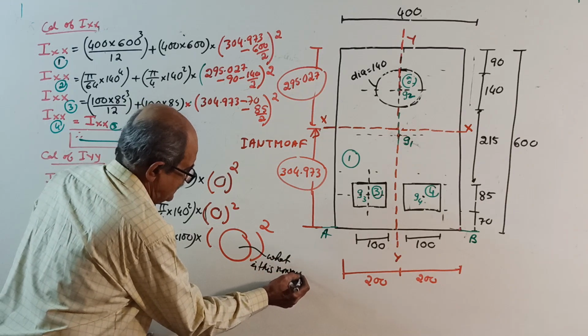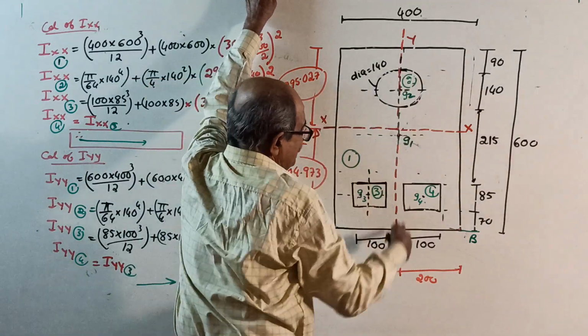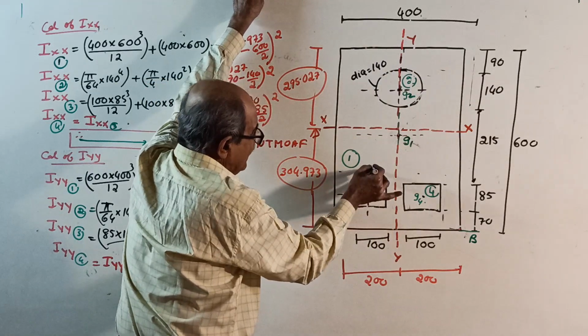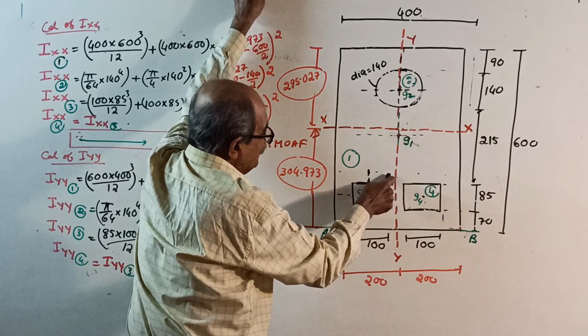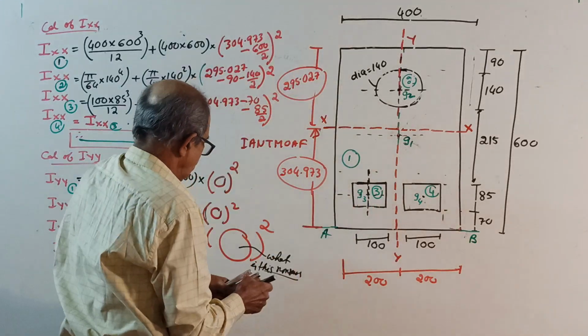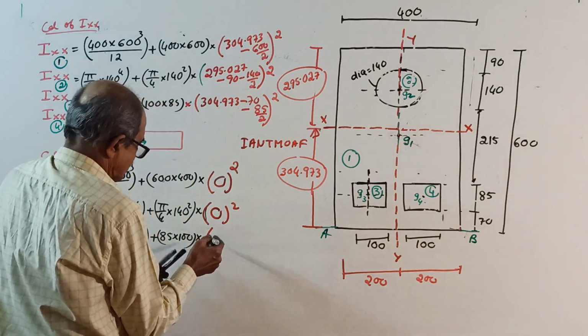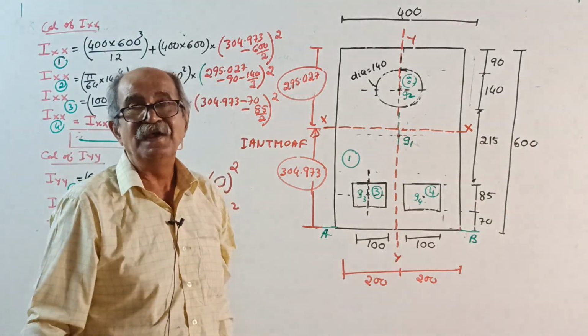What is this nonsense? See, G1 lies in YY, so 0 square. G2 lies, when I do G3 here, I about its own axis into this distance square is required. So therefore it is not 0 square. Be careful. I told, because otherwise someone will be happy. Oh, this person finally made a mistake.